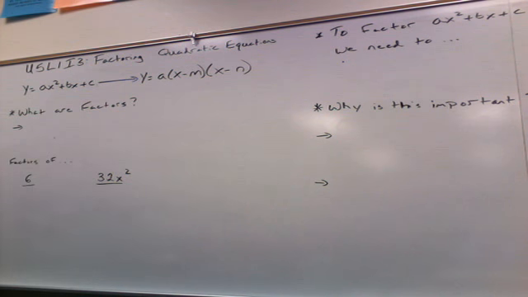Now, before we get going on factoring, we need to first know what factors are. If I talk about the number 6, what are the factors of 6? 2 and 3, right? So 2 and 3 is one factor pair. What's another? 1 and 6. What about negative 2 and negative 3? Yes. And negative 1 and negative 6. Those are the factors, right?